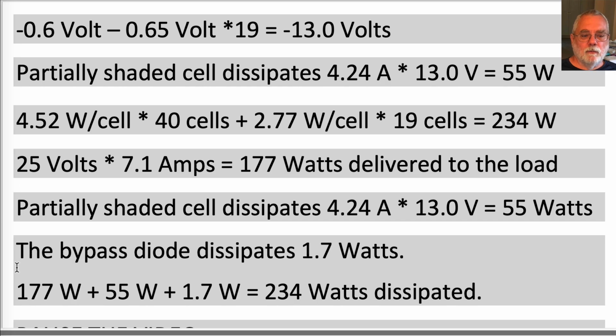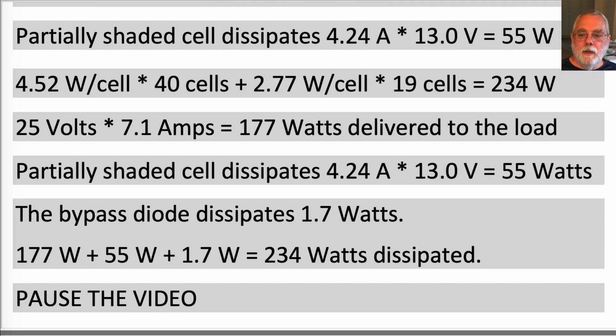So 177 watts delivered to the load, 55 watts dissipated in the partially shaded solar cell, 1.7 watts dissipated in the bypass diode, together make 234 watts dissipated, which is the power that is supplied by the 59 unshaded cells. You may want to pause and check all that math and your understanding before continuing.